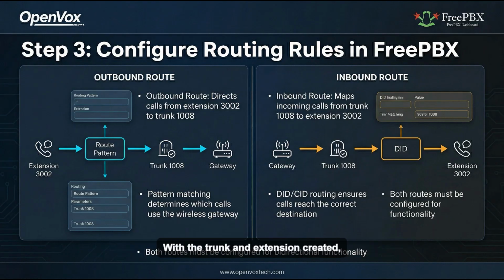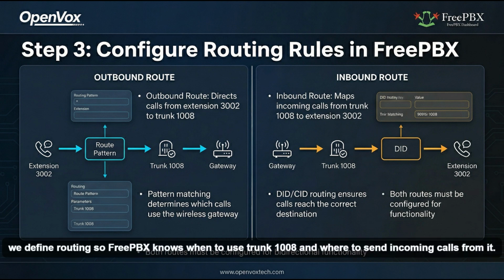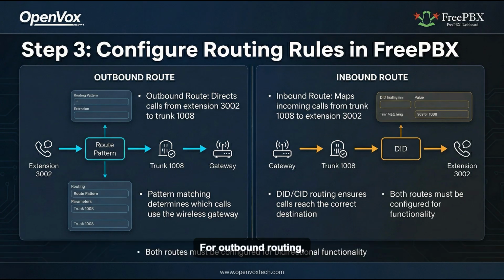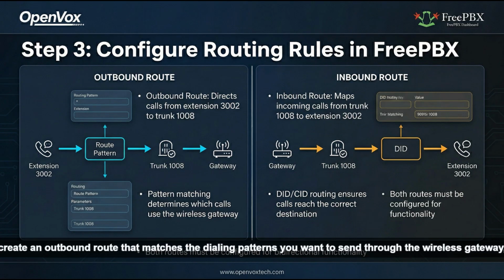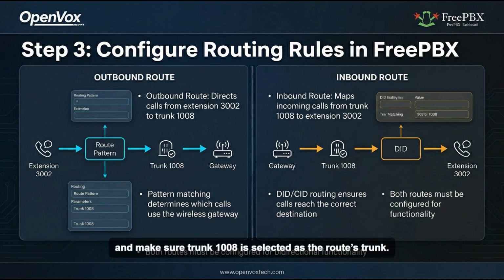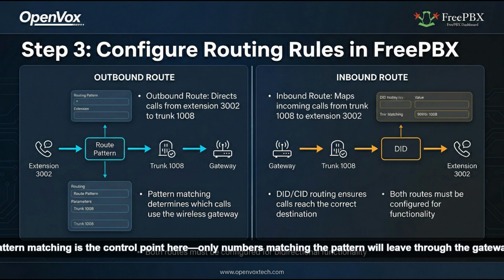With the trunk and extension created, we define routing, so FreePBX knows when to use trunk 1008 and where to send incoming calls from it. For outbound routing, create an outbound route that matches the dialing patterns you want to send through the wireless gateway, and make sure trunk 1008 is selected as the route's trunk. Pattern matching is the control point here. Only numbers matching the pattern will leave through the gateway.